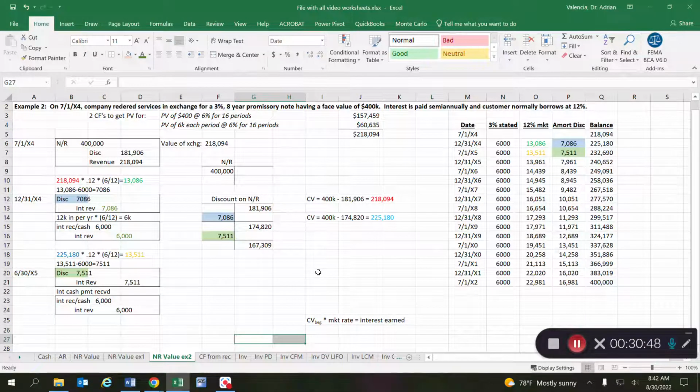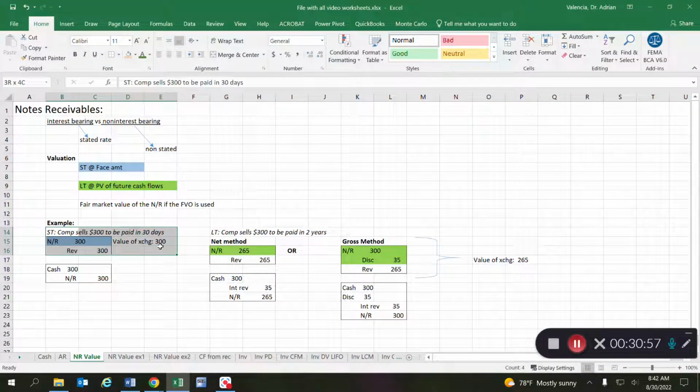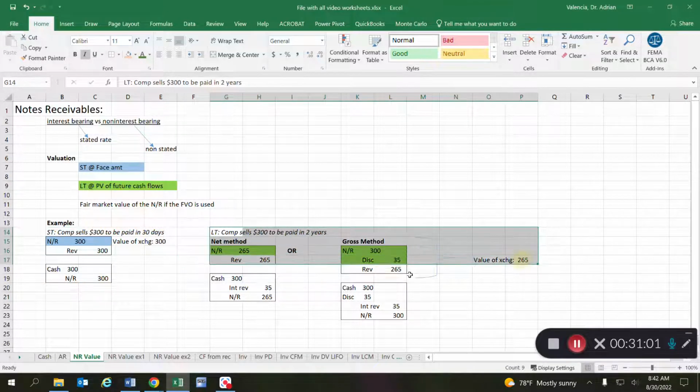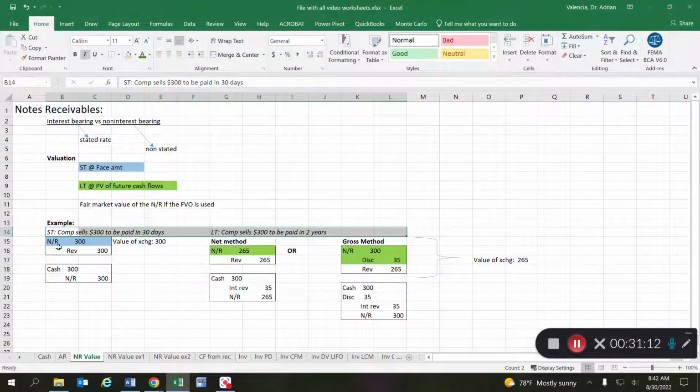Okay? So big picture here, folks, in all the examples I gave you, whether you're dealing with a short-term receivable or a long-term receivable, a key thing to keep in mind is for you to be able to understand what the value of that transaction is. That's a big deal for us accountants. Because notice, this same information can be handled very differently depending on whether it's short-term or long-term, right? The value of the exchange, $300 here, but $265 in this scenario here.